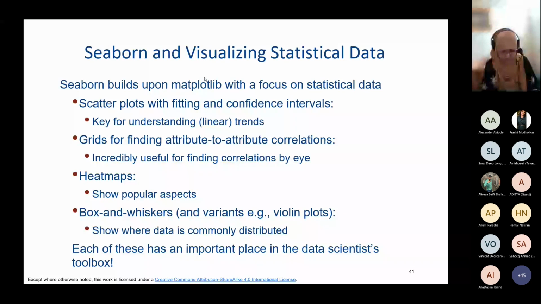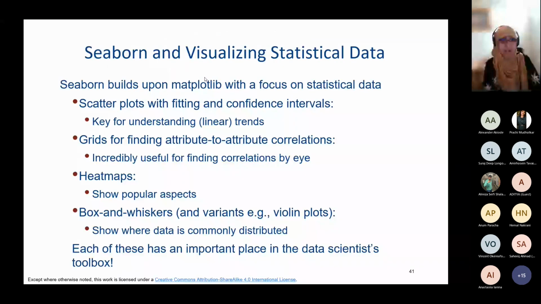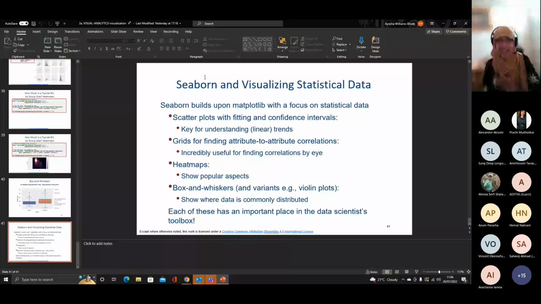Just looking at the questions. Any questions? Okay. So the heat maps, like the one we have here, show the most popular aspects, and the box and whiskers show where data is commonly distributed. Each of these has an important place in data science and data analysis. So now that we've finished that, we have half an hour. That's great, because we can go to the lab.